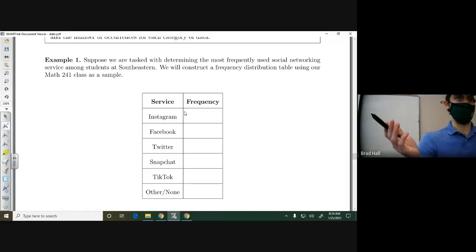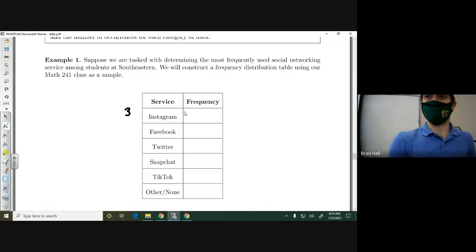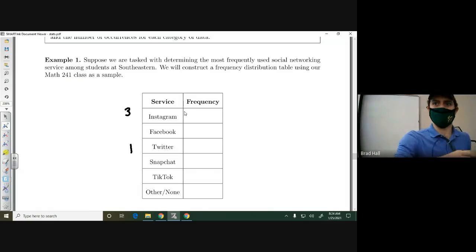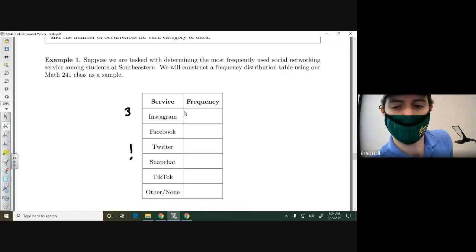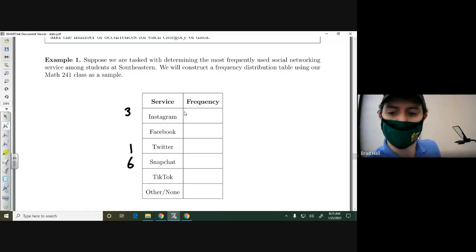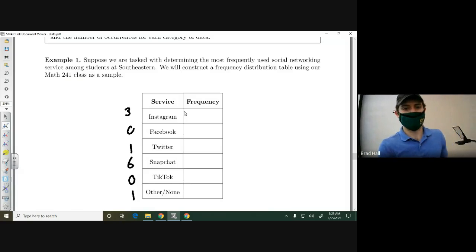So out of all of these, who uses Instagram more than the others? 1, 2, 3. Put that off to the side. Facebook. Yeah, Facebook's for old people, right? Twitter. Got 1. Cool. Snapchat. 1, 2, 3, 4, 5, 6. I thought Snapchat was the one that was dying. Oh well. TikTok. Thought that would get more people. So 0 and 0. What about none? Other, none. 1 for me. Okay, cool.